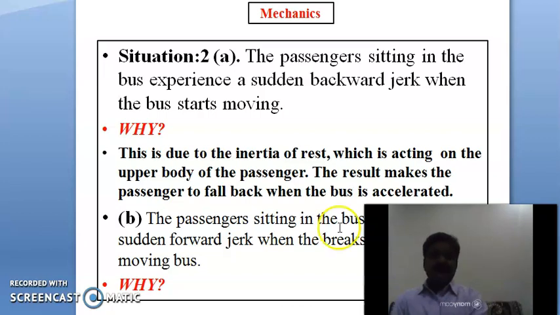In the same way, the passenger sitting in the bus experiences a sudden forward jerk when the brakes are applied to a moving bus. What is the reason? The reason behind it is what? In the same way, you judge and you can tell its reason.